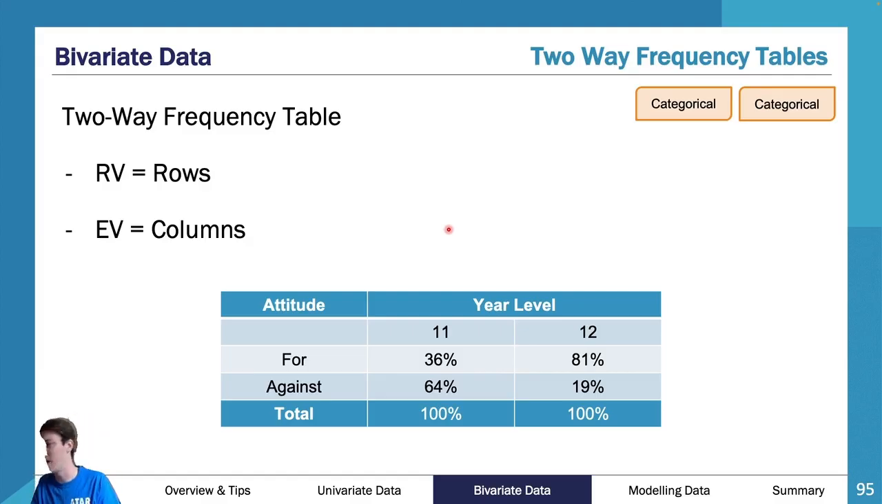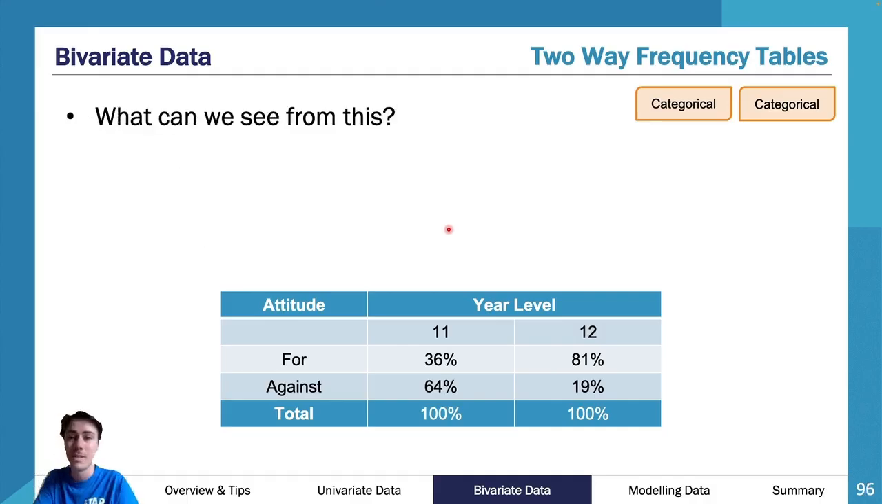So then you might look at it and think, oh, there's actually more people against it in the year 12s, but if you look at that as a percentage, it's a lot less. So please try and use percentages rather than raw data. Once again, we always want to use percentages over raw data.